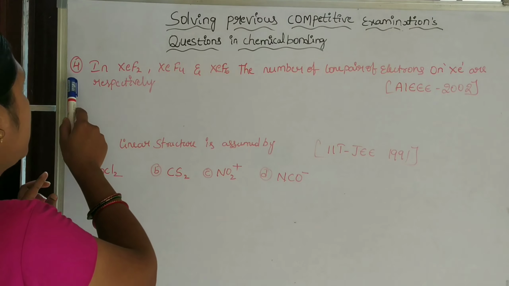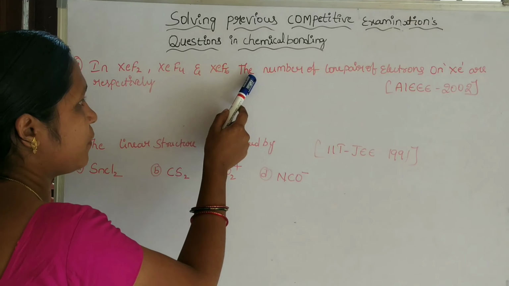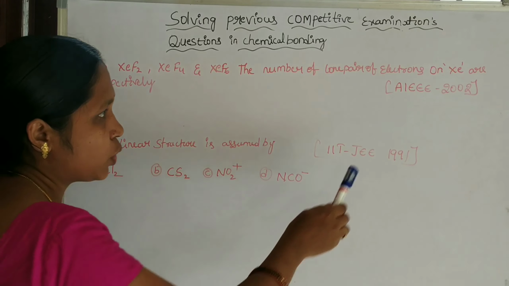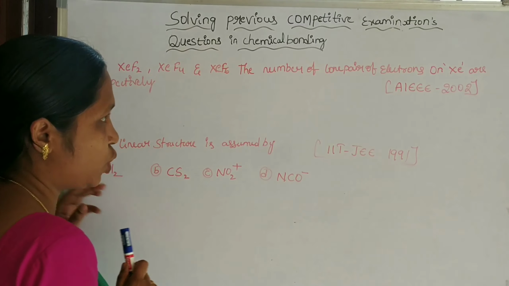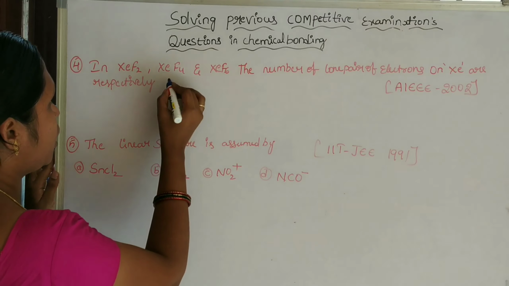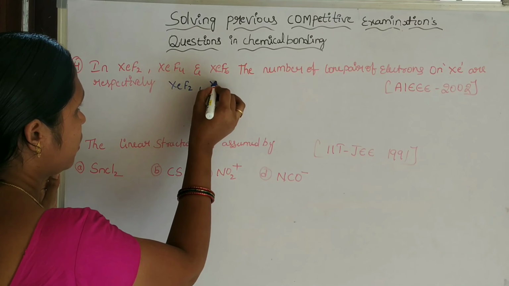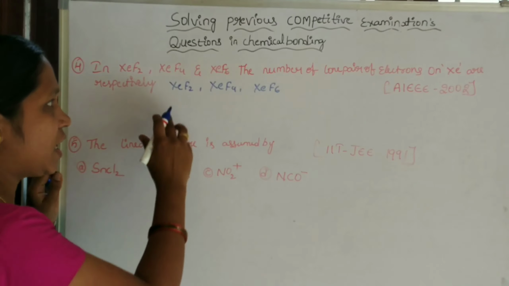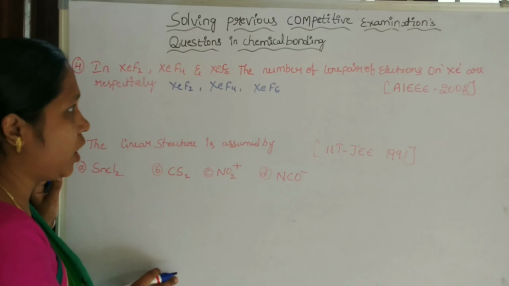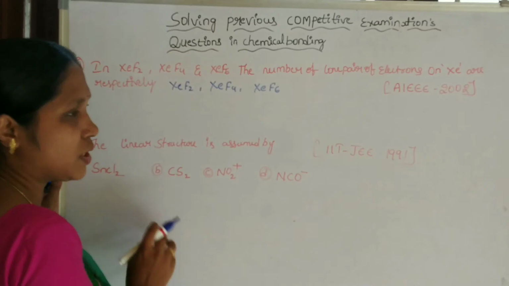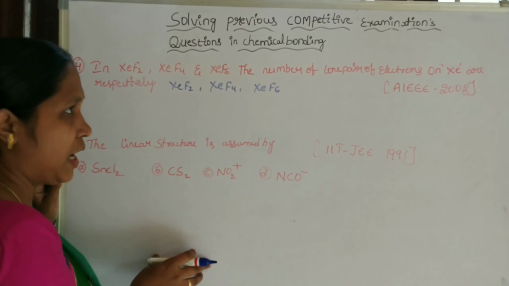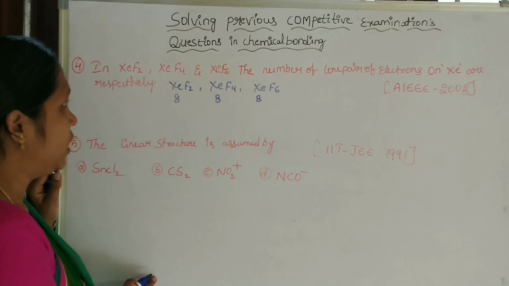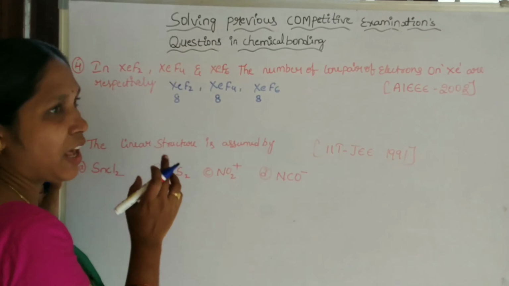Next, in XeF2, XeF4 and XeF6, the number of lone pairs of electrons on xenon are, respectively. This question was asked in AIEEE 2002. See, the three molecules are XeF2, XeF4 and XeF6. In all three cases, the central atom is the same, and the surrounding atom is also the same. The central atom is xenon, which has 8 electrons. Here also 8, here 8 and here also 8 electrons. Each fluorine has valency 1.